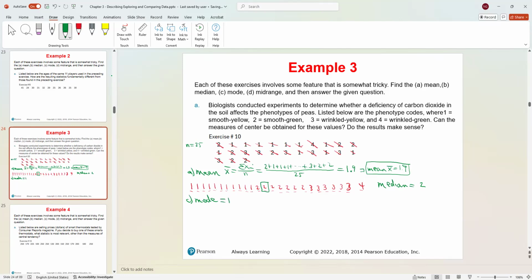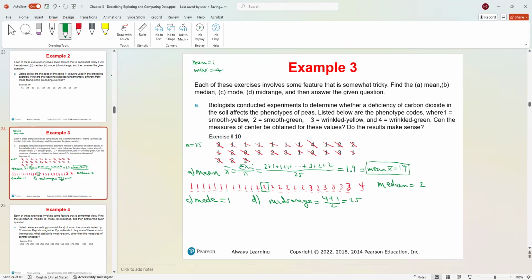The mode is 1. The mid-range, looking at this data, remember the minimum is 1, the maximum is 4. To find the mid-range, you take the maximum, add it to the minimum, and divide by 2. So 5 divided by 2 is 2.5. Okay? That's how you answer these 3 questions.